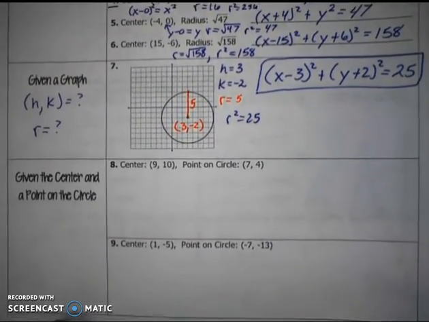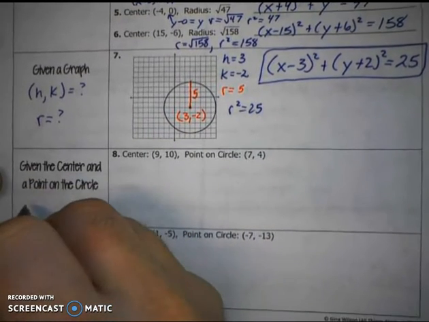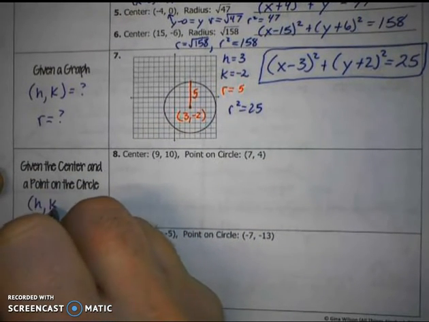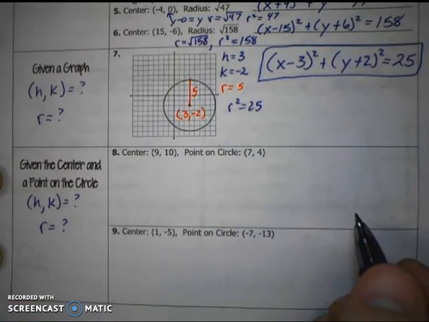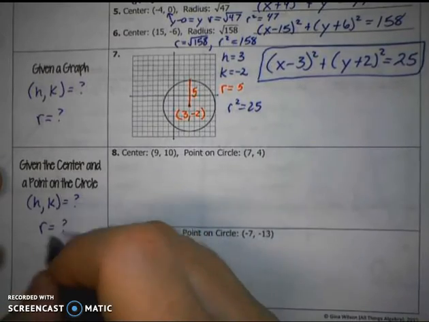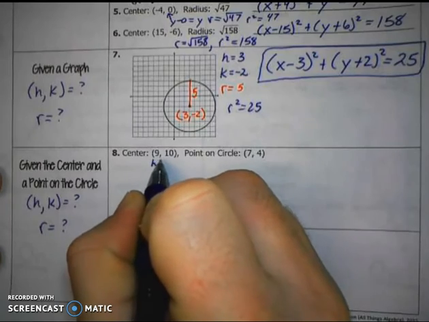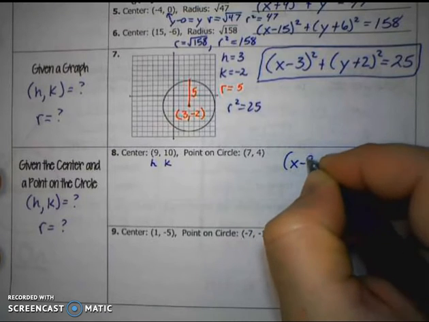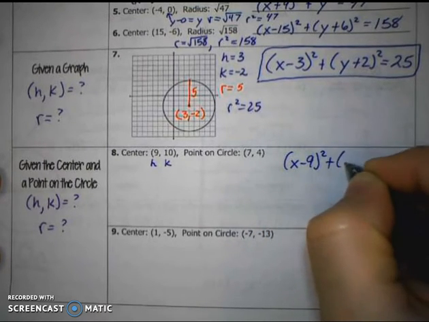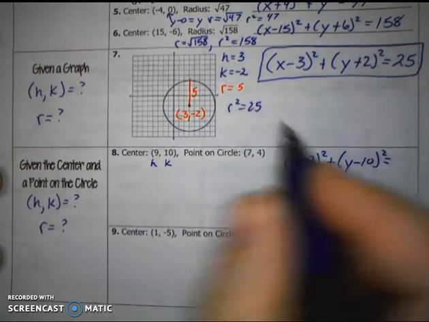All right, so now we can continue to write equations of circles, but we're given a little bit less information. Here are the things you need to know. We need to know what h and k are. We need to know the coordinates of the center, and we need to know what the radius is. It doesn't change depending on the problem. We still need those things. How we get those things might change. Now they give you the center. h is 9, k is 10. So I can start my equation. x minus 9 squared plus y minus 10 squared equals, I need the radius.